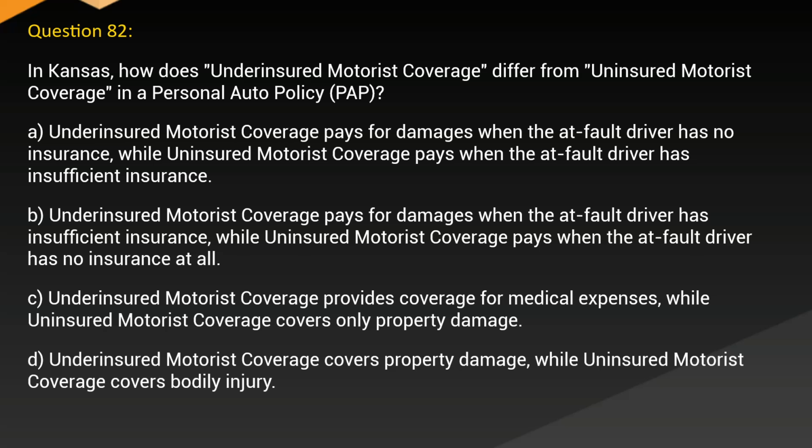B. Underinsured motorist coverage pays for damages when the at-fault driver has insufficient insurance, while uninsured motorist coverage pays when the at-fault driver has no insurance at all. C. Underinsured motorist coverage provides coverage for medical expenses, while uninsured motorist coverage covers only property damage. D. Underinsured motorist coverage covers property damage, while uninsured motorist coverage covers bodily injury.